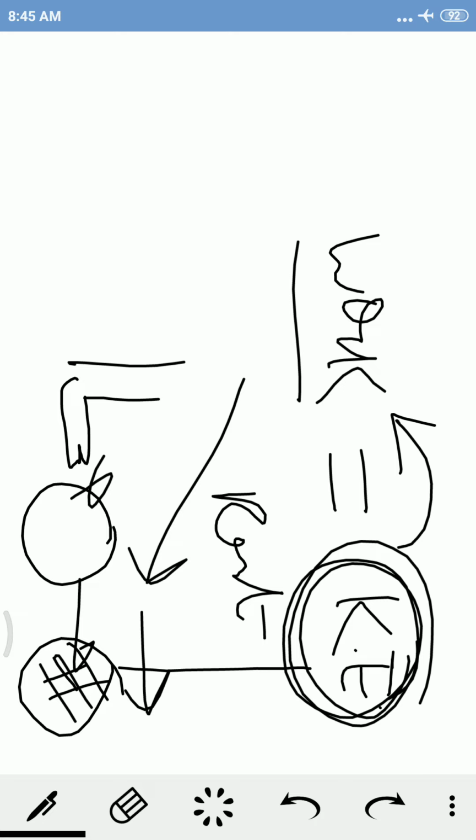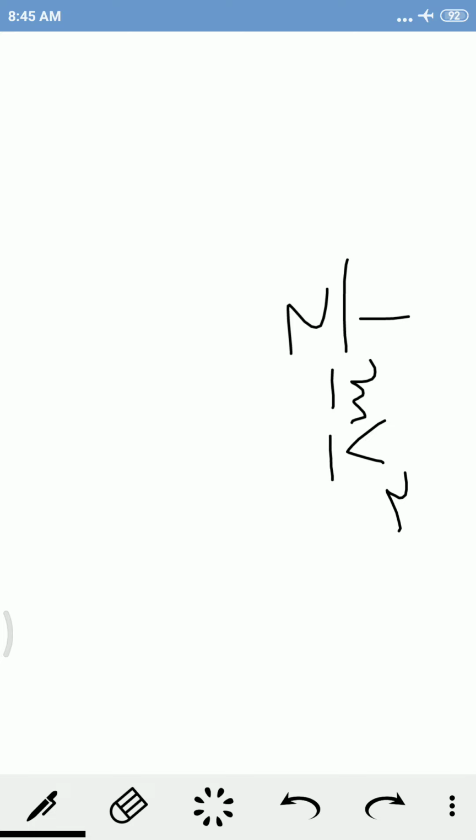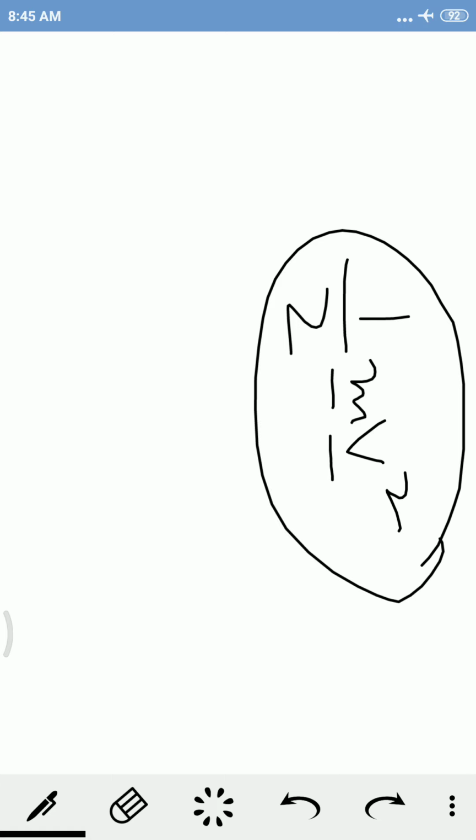Now can we measure the kinetic energy of a moving object? Yes, we can measure it with the expression that is half mv square, where m is the mass of the moving object and v is the velocity of the moving object. Now how did we get this expression? So now we'll see the derivation of this expression.